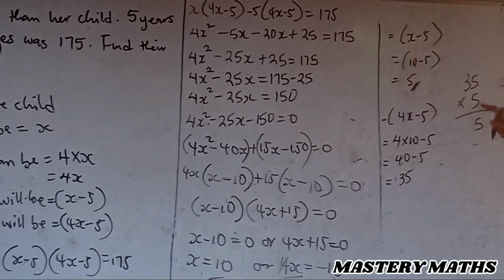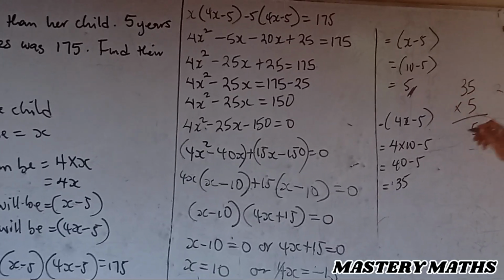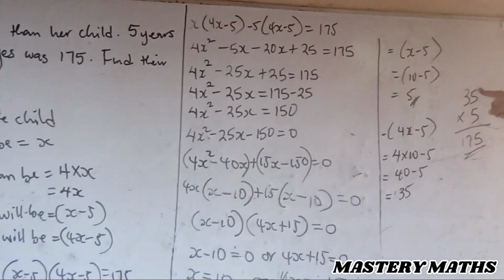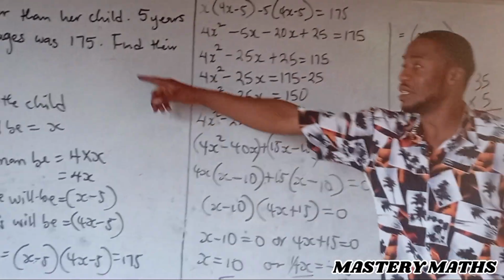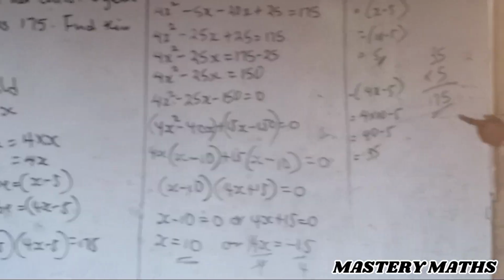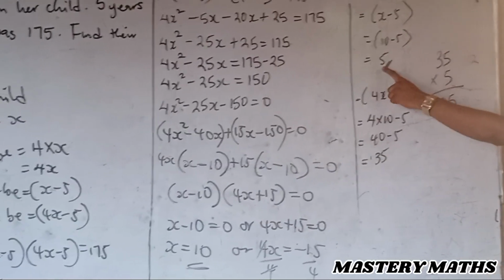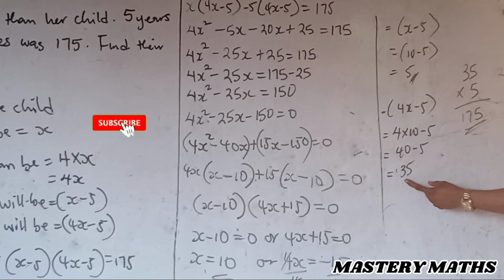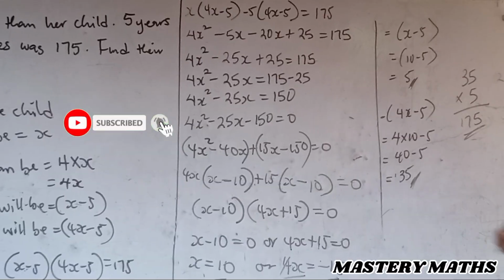15 plus 2 is 17. You see that we got 175, which gave us the product of the ages. So it shows that this is correct. So the child's present age is 5, and the mother's present age is 35. So these are the present ages.